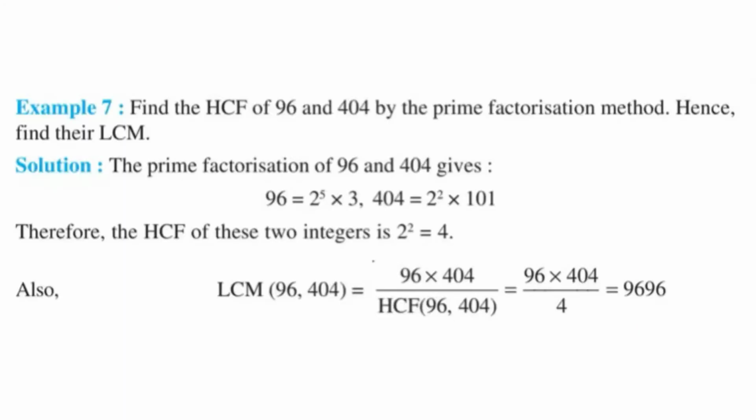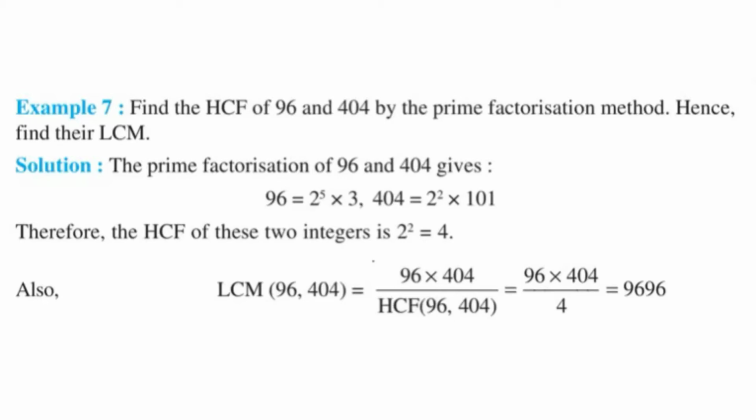The next example is find HCF of 96 and 404 by prime factorization method and hence find its LCM. First of all, with the help of prime factorization method, we can factorize 96 as 2 raised to 5 into 3. You know how to factorize it. 404 can be factorized as 2 raised to 2 into 101. Now the highest common factor between 96 and 404 is 2 square, that is equal to 4. So HCF of 96 and 404 is 4.